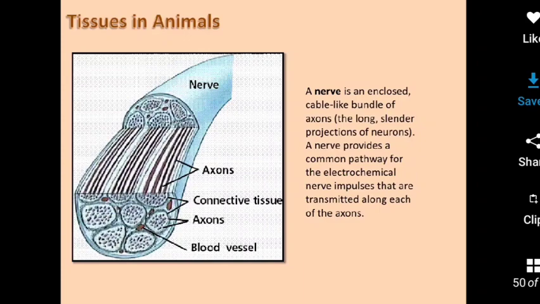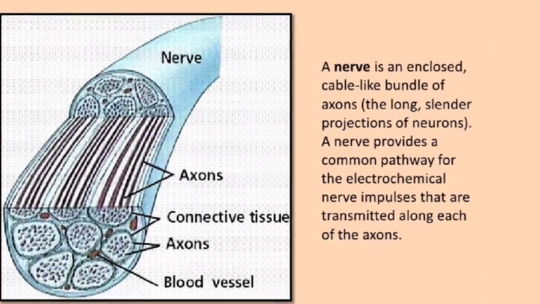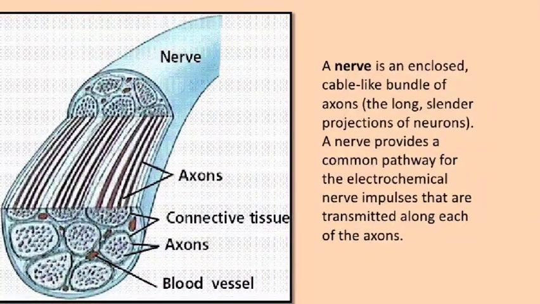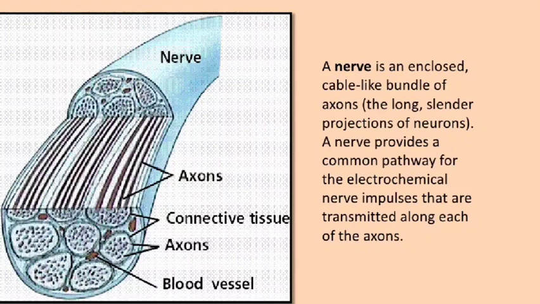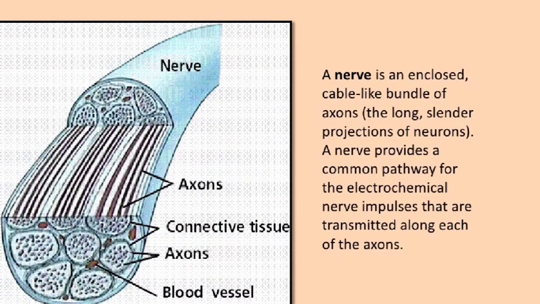A nerve fiber consists of a number of neurons joined together to form a fiber-like structure. A nerve is an enclosed cable-like bundle of axons, the long slender projections of neurons. A nerve provides a common pathway for the electrochemical nerve impulses that are transmitted along each of the axons.